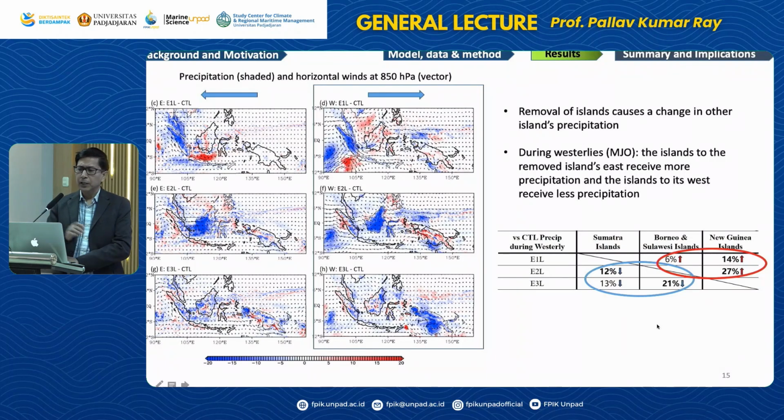Okay. So if we summarize the result in a table, what you are seeing is the following here. Let's just explain one of the events. When Borneo and Sulawesi are removed, what you notice is that there is a decline in precipitation over Sumatra by 12%, and there is an increase in precipitation over New Guinea by 27%. So this is actually a huge impact of Borneo over surrounding islands. The question is, why did it decrease over Sumatra and why did it increase over New Guinea? In the next slide, I'm going to explain that.